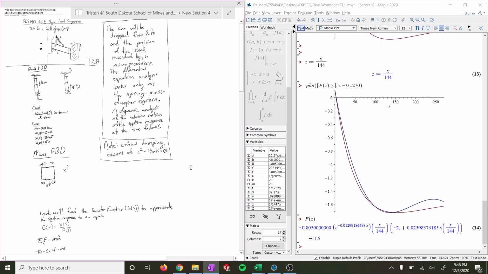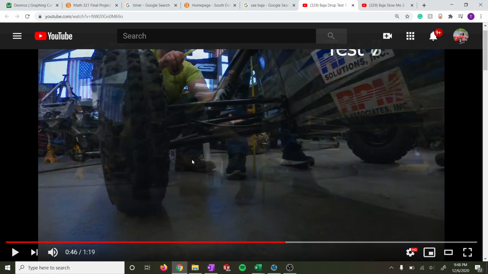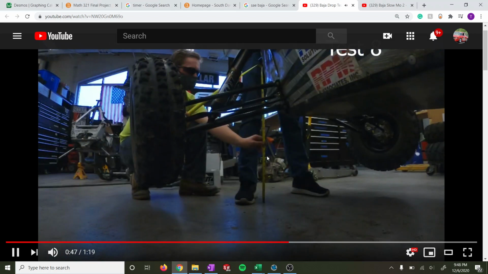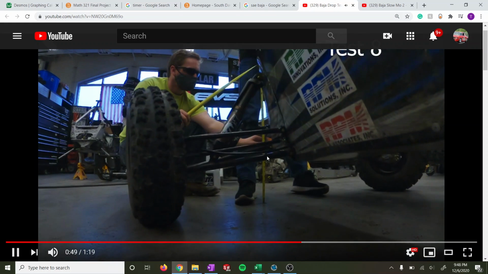time to get there. We're going to be looking at some SAE Baja front suspension. I'm the suspension design lead this year, so I figured it would be a great place to start. We tracked the position of the shocks throughout some jumps and some drops that we did, and so I'll be looking at one of the drop tests. Here it is right in front of you.